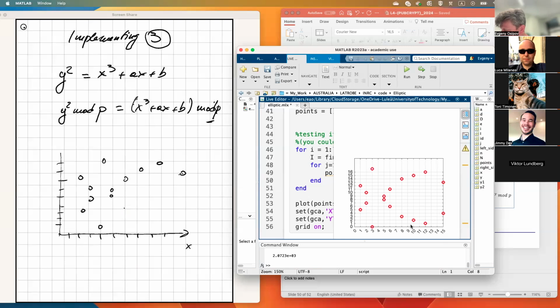And symmetrically here. So something like that. So good enough. X and Y over here. So these are our valid points of this curve.